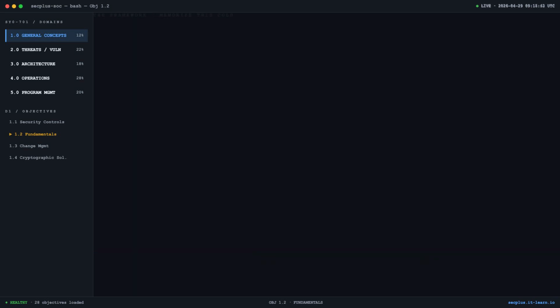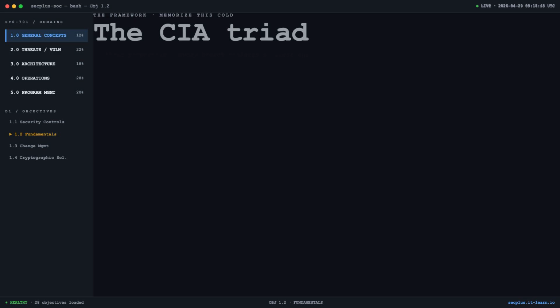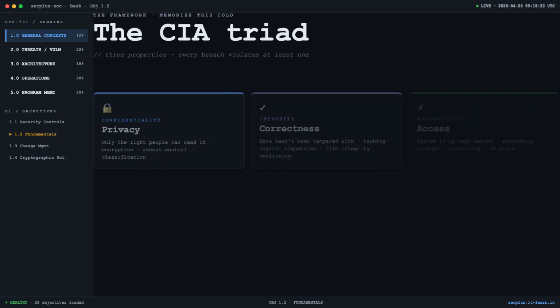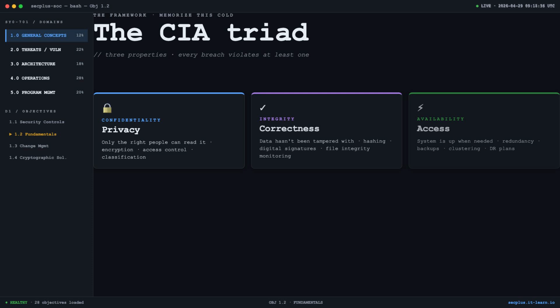When you see a breach in the news, your first reflex on the exam should be, which leg of the triad got kicked? Confidentiality is privacy. Only the right people can read the data. Integrity is correctness. The data hasn't been tampered with. Availability is access. The system is up when someone authorized needs it. Lose any one of these and you're on the front page of the news.